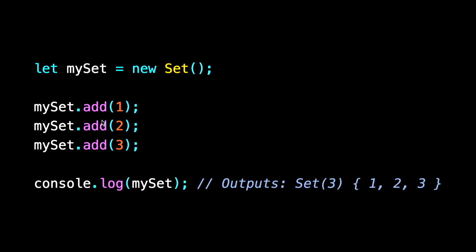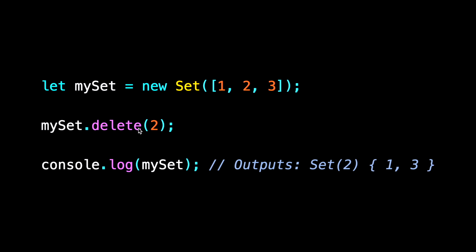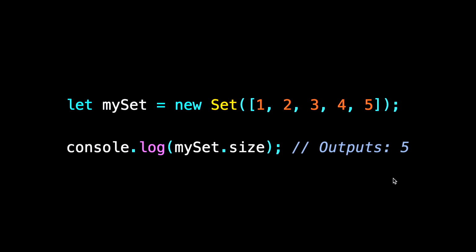We can also create a set and add each element one by one: add 1, add 2, add 3. We log the set: 1 2 3. And we can delete an element. It's going to delete the 2 from the set, so now the set only has 1 and 3. We can create a set and then check the size. mySet.size is going to output 5 because there are 5 elements in the set.